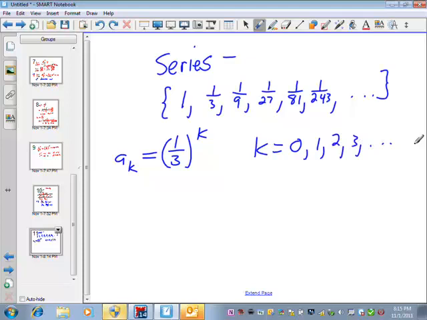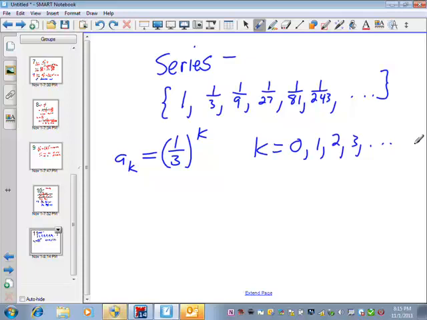Typical sequence. What does it go to as K goes to infinity? It goes to 0 for sure. You keep taking a third of something, eventually nothing is going to be left after you go all the way to the right.